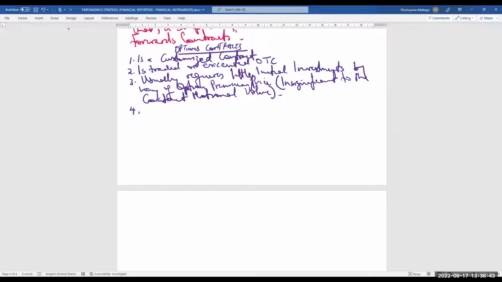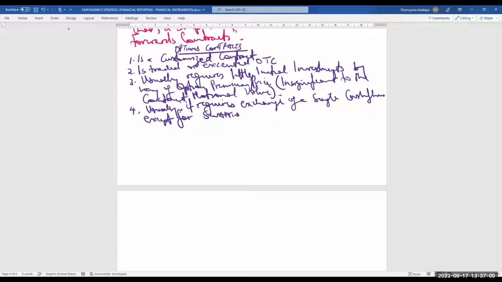Now, usually it requires exchange of a single cash flow, except for swaption. Except for swaption contracts. Okay, later I'll come to swaption. And it also has a credit or default risk, because anything over the counter comes with that risk.